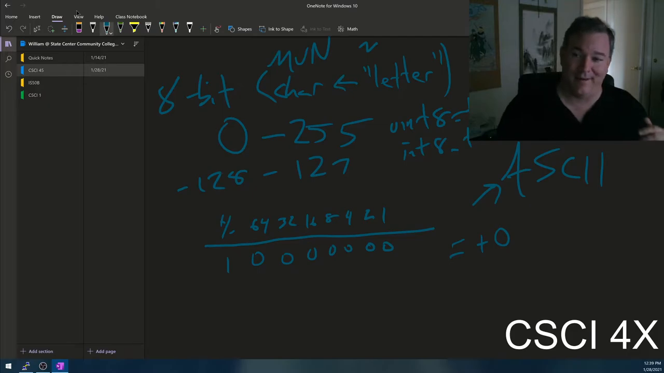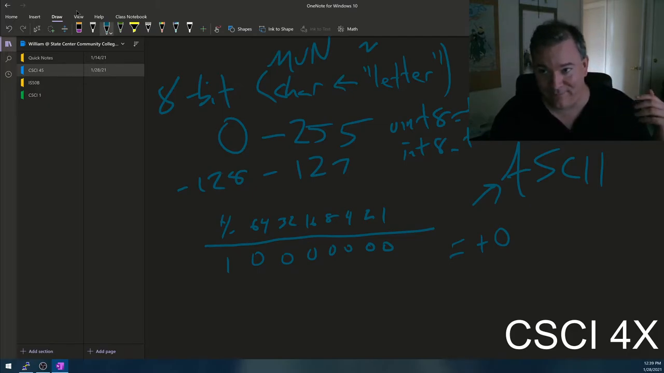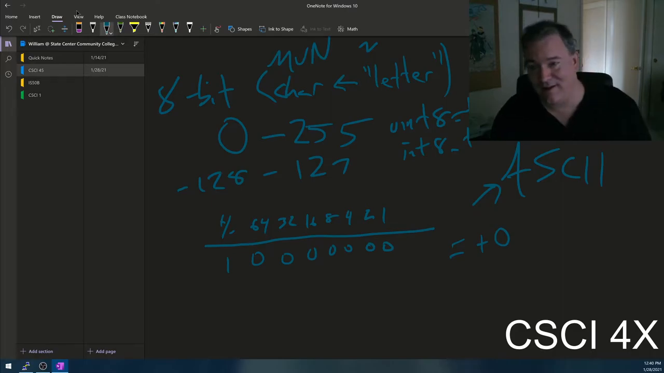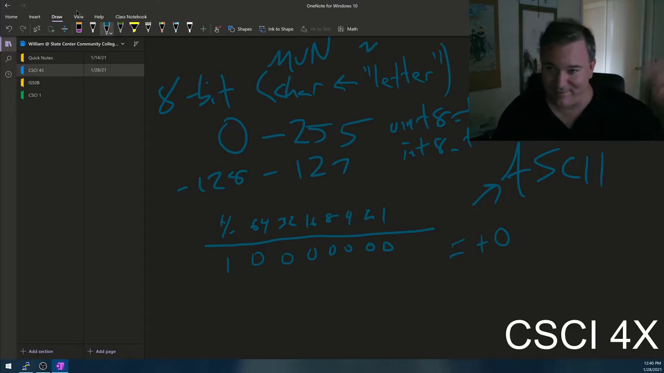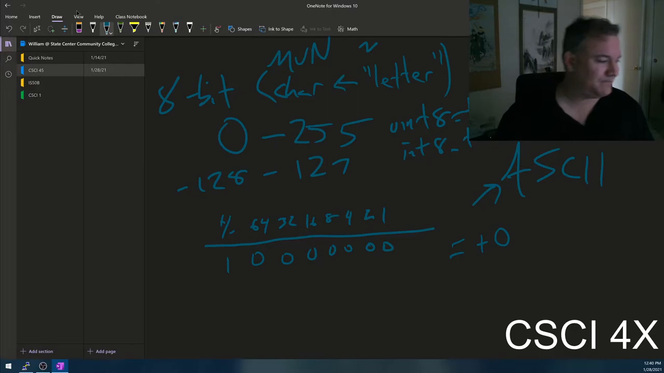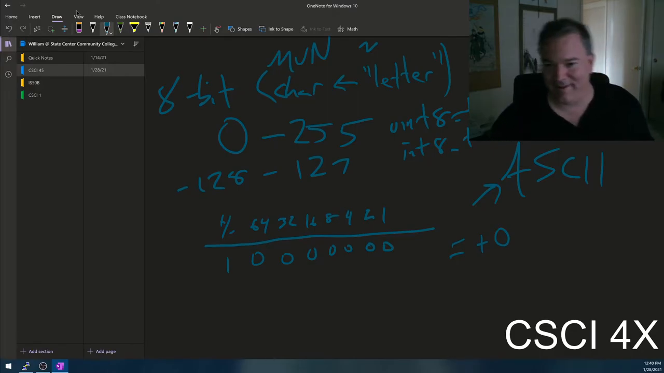Now, this sounds weird, but some numeric formats actually have both a positive zero and a negative zero. That's actually done in floating point. Once you get into the IEEE floating point formats, they actually will have a positive and a negative zero, and there's reasons for that. But those reasons don't really apply to the integer world, right?